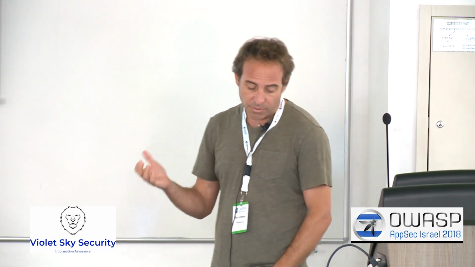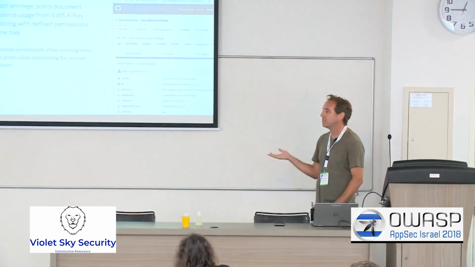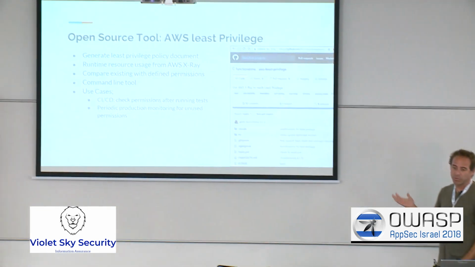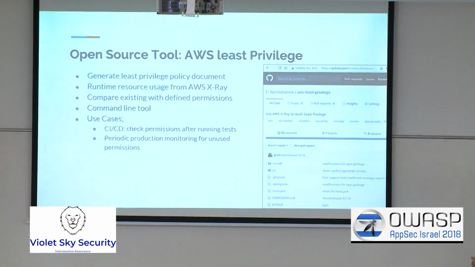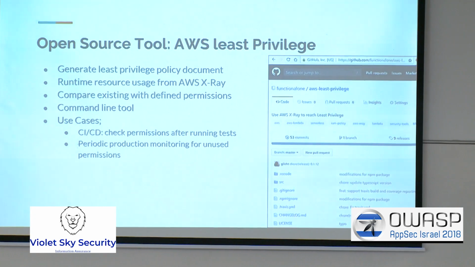Additionally, we can compare the existing permissions that are deployed on this function and see if there's a diff, if there are excessive permissions. So we can actually break the build if you want, if there are additional permissions which are not supposed to be there. And we can also use it in production, for example by operations, to scan their production environment periodically and get a diff of excessive permissions which are deployed on functions.